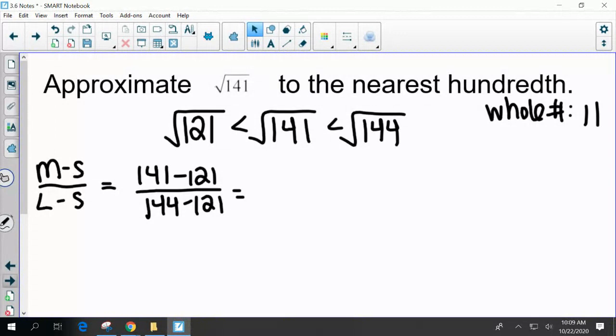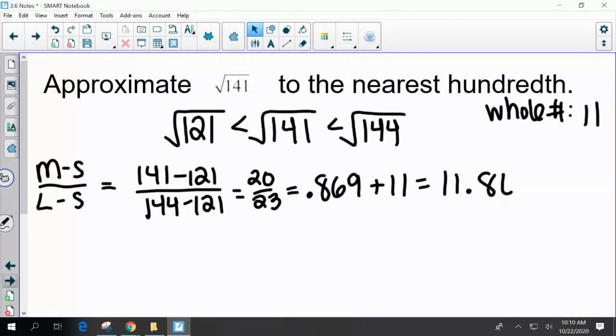So what do you end up getting? Yes, 20 over 23. Okay, so then my next step was to divide: 0.869. Okay, so then I'm going to add what to that? 11, my whole number. So I'm going to get 11.869. So then that's going to give me, rounded to the hundredth, 11.87. You round every time.